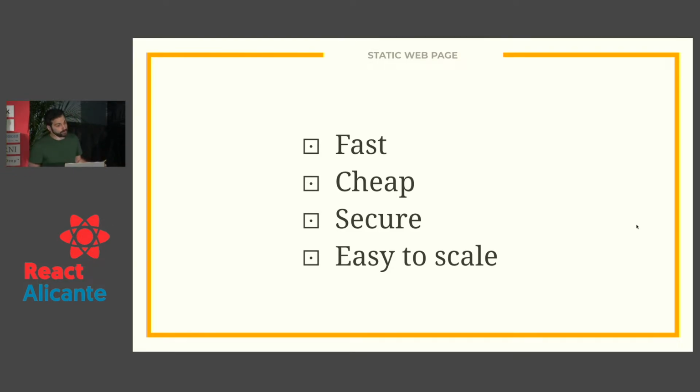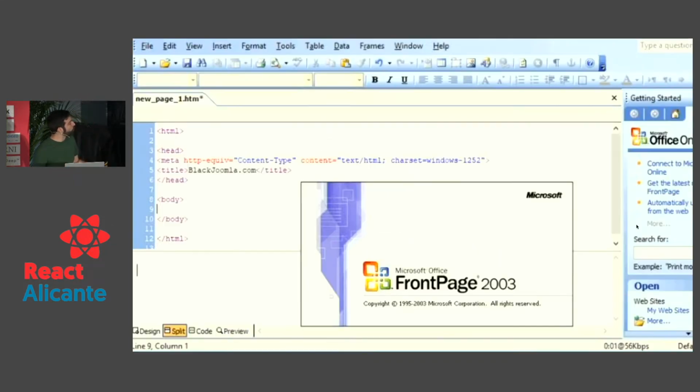They are more secure because as we are not executing code for every request that we receive on the web server, we don't have to worry about the security of that code. And on the other hand, they are easy to scale because we can add more storage to our web server, and we can store more files, which will be more pages, as our project gets bigger and bigger. Cool. So static web pages.